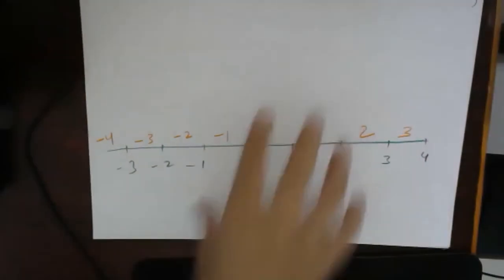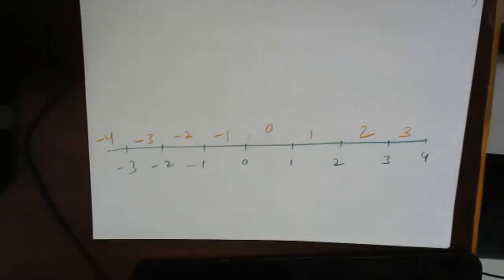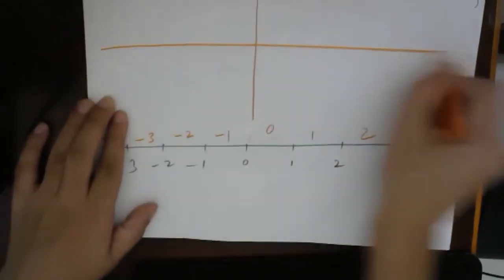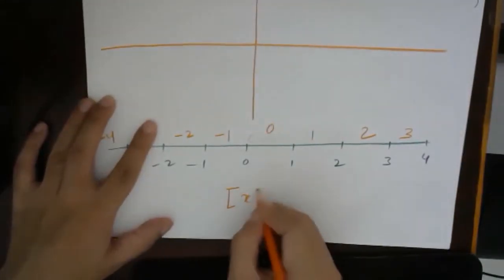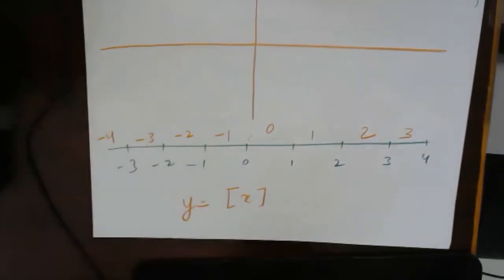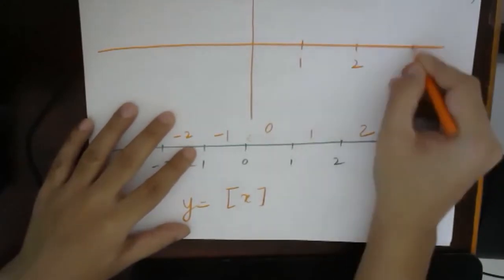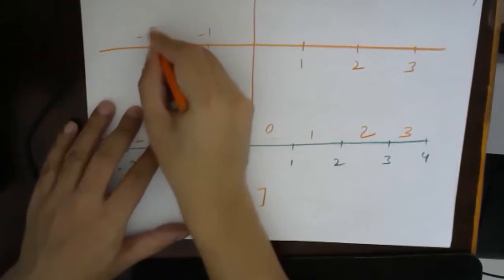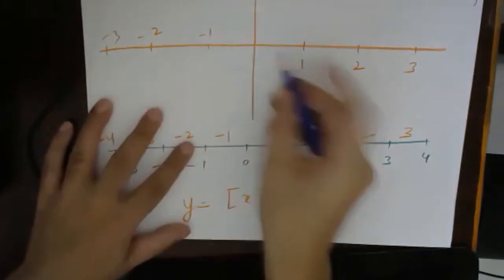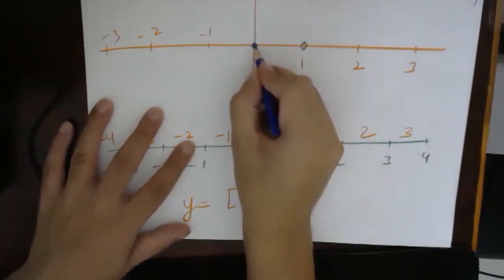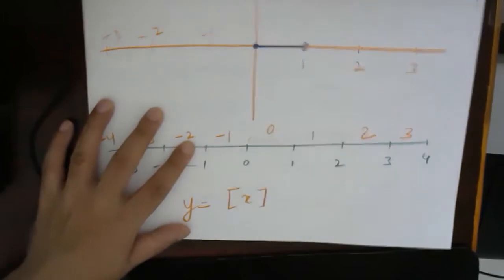Now I will try to draw the same thing on the x and y axes. Just look at it very carefully. This is the y axis, this is the x axis. I am drawing the function y equals greatest integer x. This is 1, 2, 3, and minus 1, minus 2, minus 3. Between 0 and 1, with 1 not included, the value of the greatest integer function will be 0.